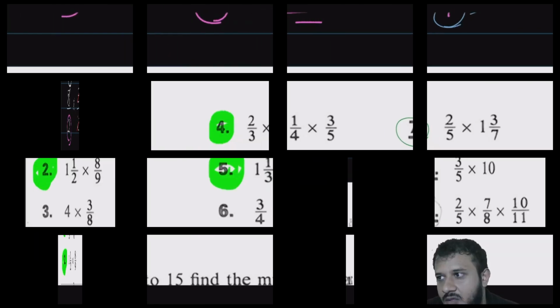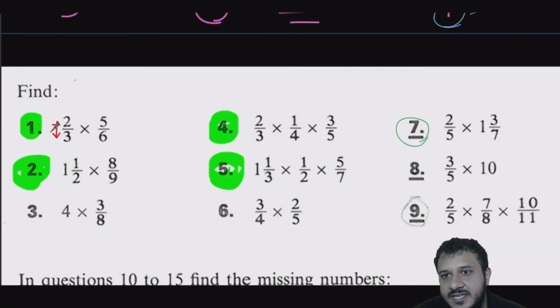Okay. 2 and a 3. Can we simplify, guys? No, right? 5 and a 6, can we simplify? No. 2 and a 6, can we simplify? Yes. 2 times 1, 2 times 3. 3 and a 5, can we simplify? No. So now just multiply.